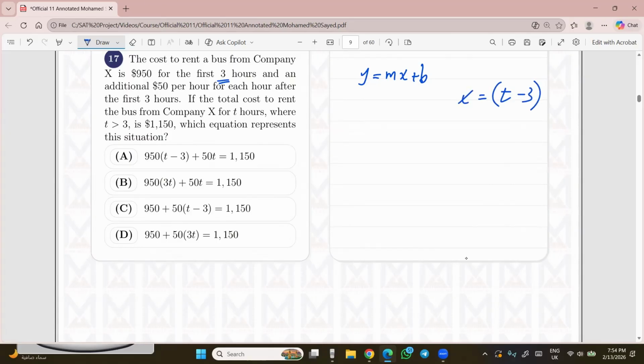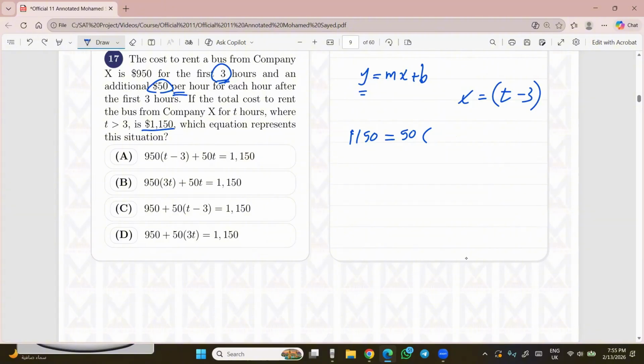You have to replace x by t minus 3 because we remove the first 3 hours from our calculation. So the company made the total of what? The total of 1,150. This is the total, which is y, equals to m. M is always included with or associated with the word each, or per. So here we have per hour, so 50. But instead of x here, we write t minus 3 because we exclude the first 3 hours.